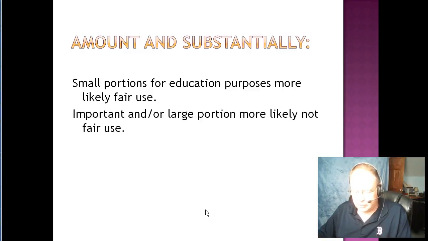So again, if you have a textbook and you're using a portion that's not the heart and soul of the textbook, a portion of that book might qualify under fair use. Or if you have an article from a periodical, it would likely qualify under fair use.